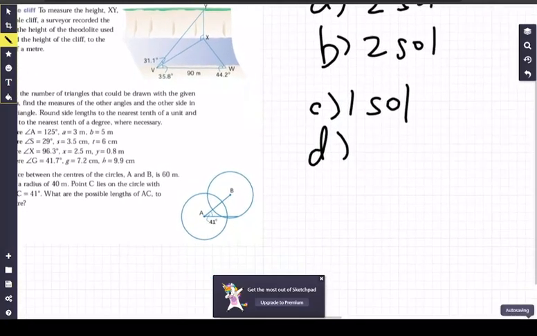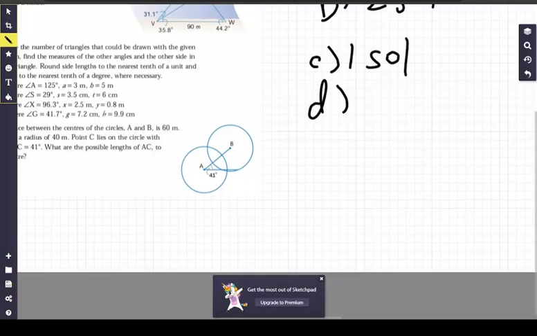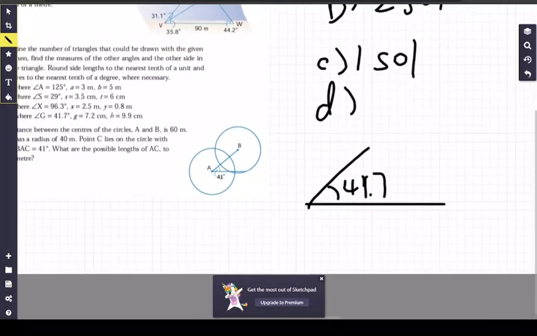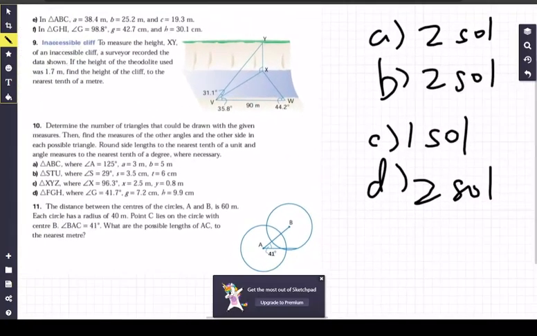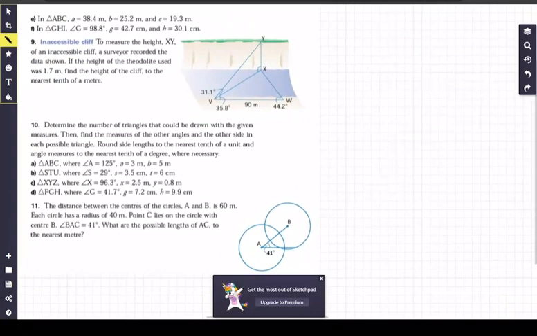Let's see D. G is 41.7. And then we have G here, which is 7.2 and 9.9. So we can look at it and see that G is smaller than H. What does that mean? 2 solutions. And we're done. So I actually just drew it out for you, but you guys have to actually solve the triangles and find all that. It's a lot of work. It's not hard. It's just a lot of work.